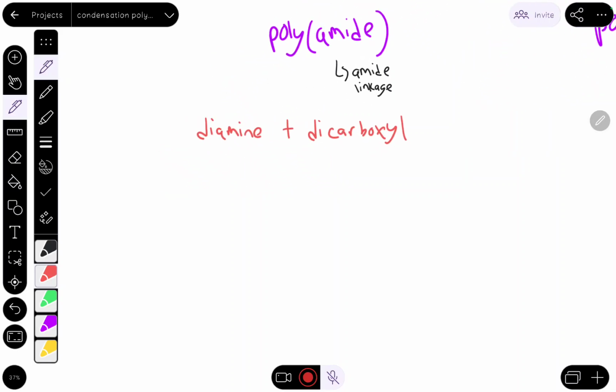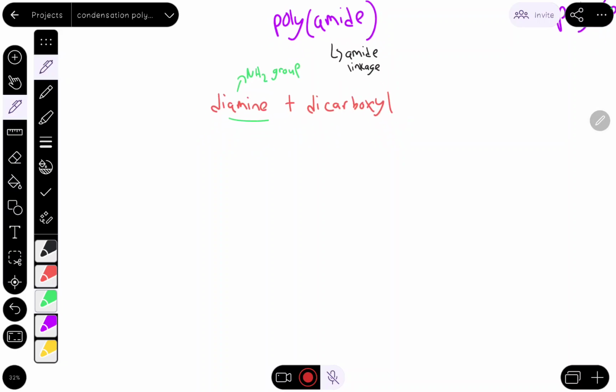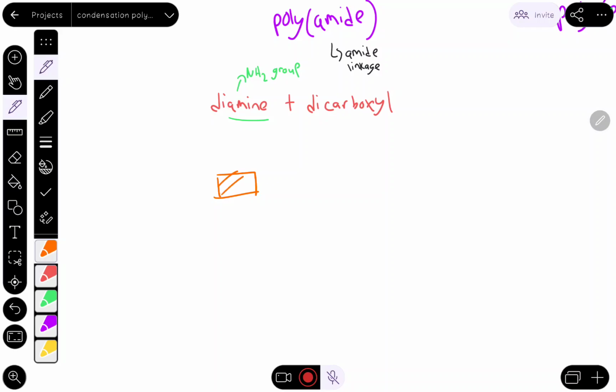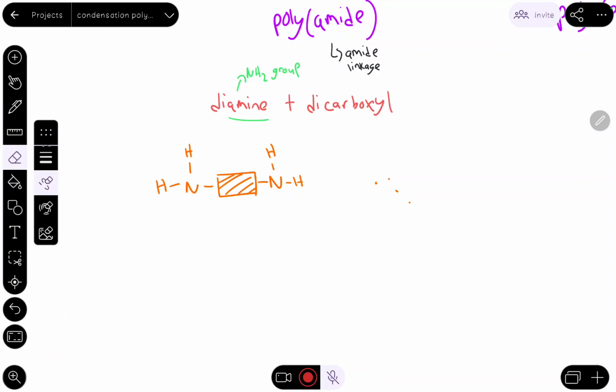What is amine? Amine is your NH2 group. So diamine. Let's say I give you an example of a diamine. The box just represents that it is a certain compound, and I'm going to explain in detail later. So let's say I have a diamine. I have an N, an H, and an H. This is your diamine.